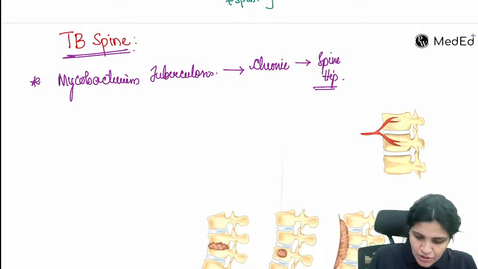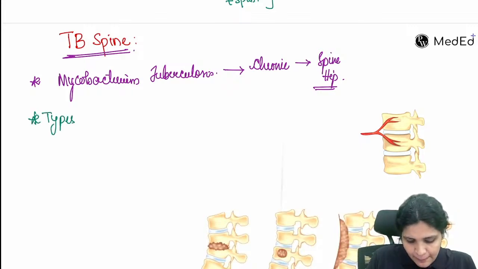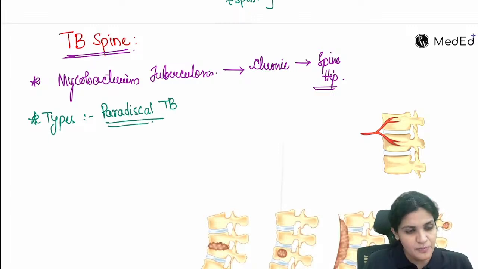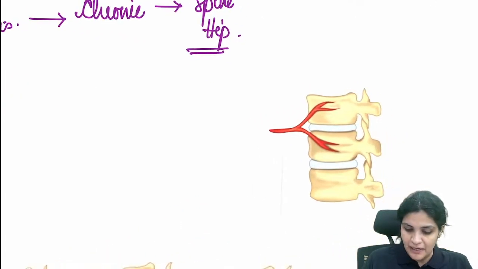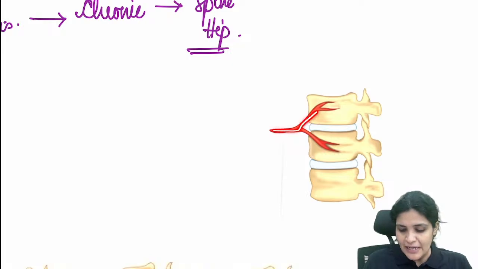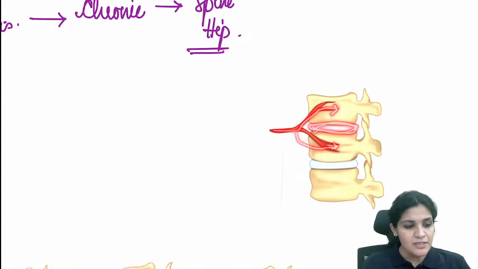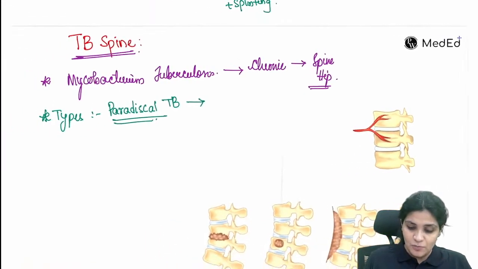And in the spine, usually there are types. The most common one is your paradiscal tuberculosis. Why paradiscal tuberculosis? So this diagram will tell you. Because the supply of the vertebra is like this. A vessel enters the lower end of the vertebra and then the upper end of the vertebra, because the disc is an avascular structure. Because the blood supply is that way, that is why paradiscal is most common.